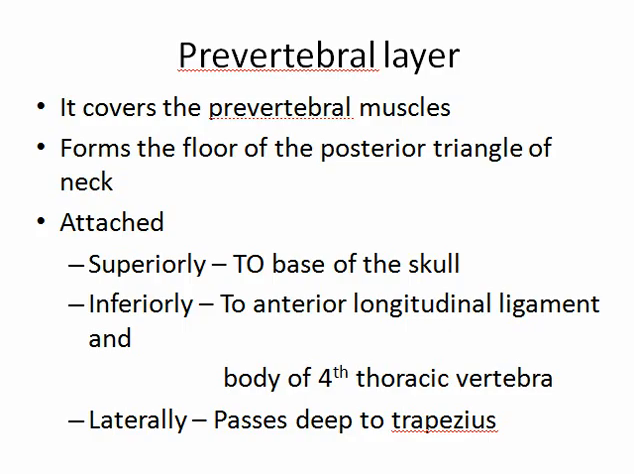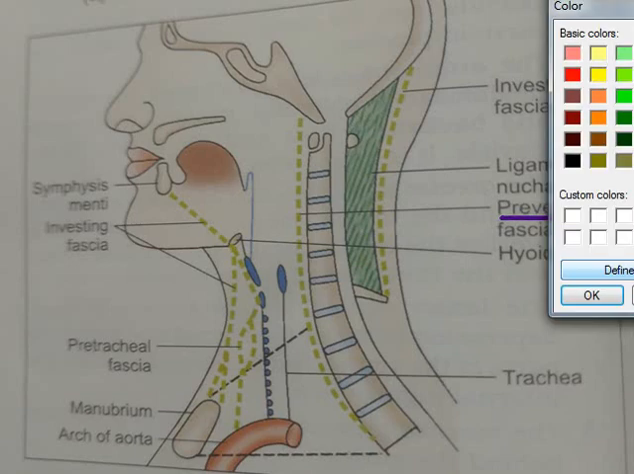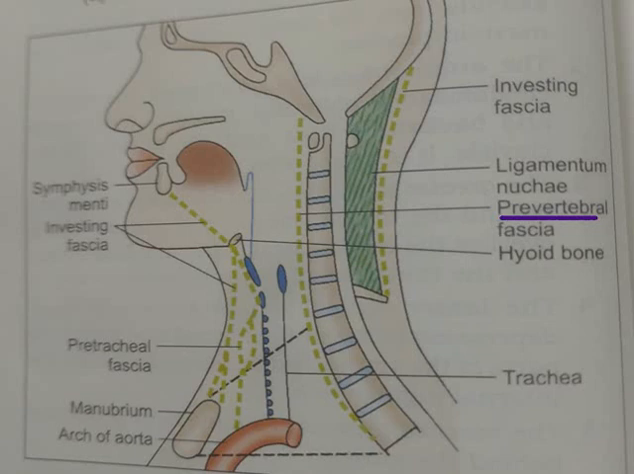So try to understand from this figure. We'll make it more dark. The prevertebral fascia is shown here in yellow color. See, this is the prevertebral fascia shown by the yellow color here. We'll make it a little dark. This is the prevertebral fascia.